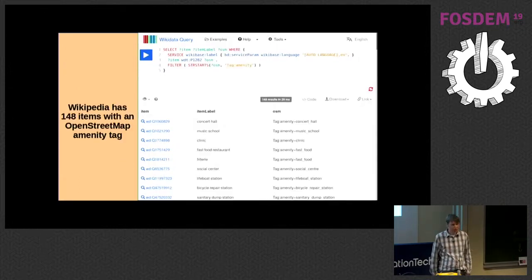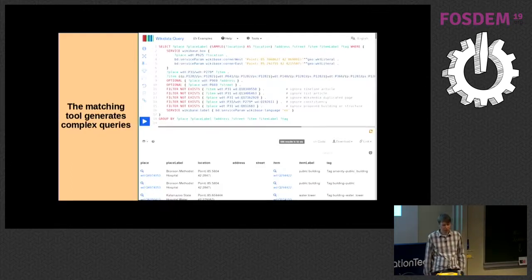So I can use SPARQL to have a look at the OSM tag key within Wikidata as well. This is a search for amenities within Wikidata, and you can see it's found a list of the various types of things that are amenities and the OSM key that goes with them. So this is the kind of searches that the system is doing underneath, like much more complex SPARQL queries.